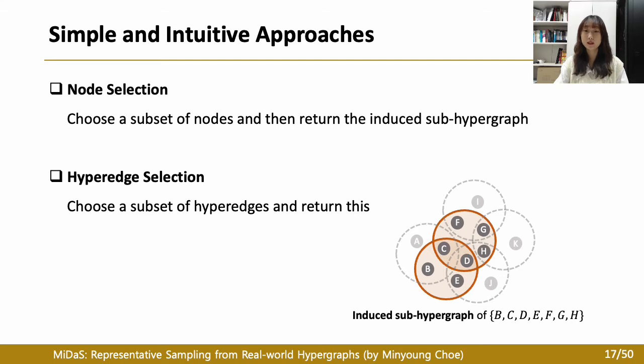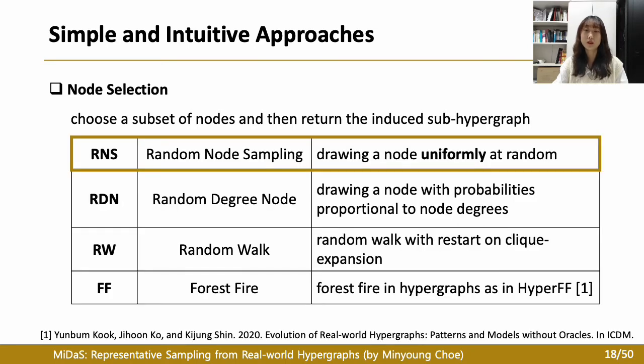We categorize 6 intuitive approaches into node selection methods and hyperedge selection methods. Node selection methods choose a subset of nodes and then return the induced sub-hypergraph. On the other hand, hyperedge selection methods choose a subset of hyperedges and return them as a sub-hypergraph. For the node selection methods, we try 4 different methods. First, we draw a node uniformly at random and we call this method RNS.